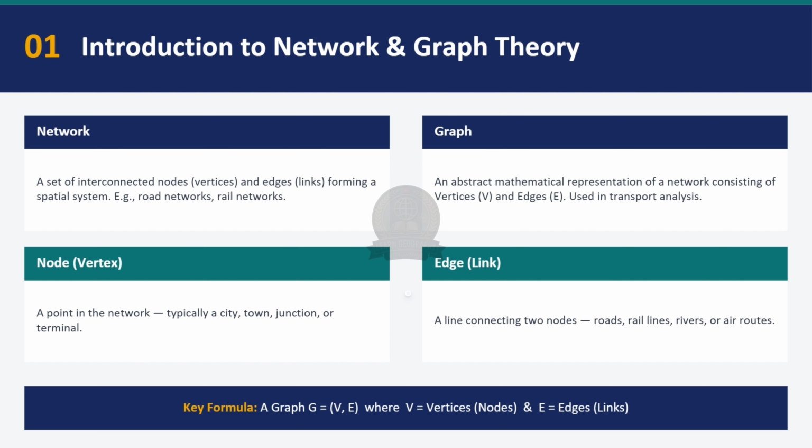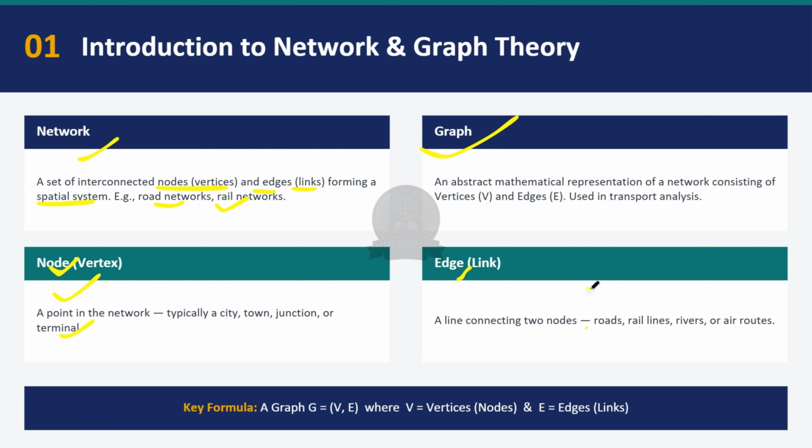Introduction to network and graph theory. A network is a set of interconnected nodes, that means vertices, and edges, that is links, forming a spatial system. Example: road networks or rail networks. Node or vertex: a point in the network, typically a city, town, junction or terminal. Graph: an abstract mathematical representation of a network consisting of vertices and edges, used in transport analysis. Edge or link: a line connecting two nodes, such as roads, railway lines, rivers or air routes.